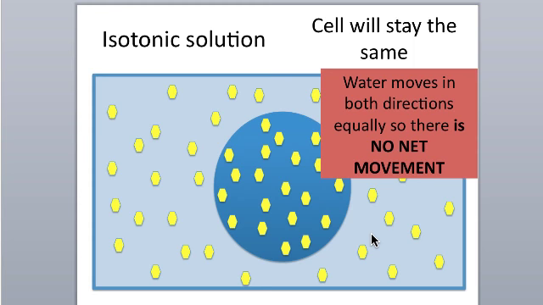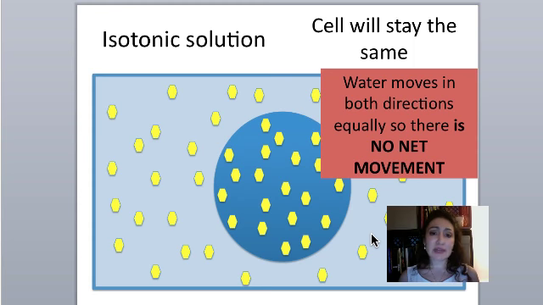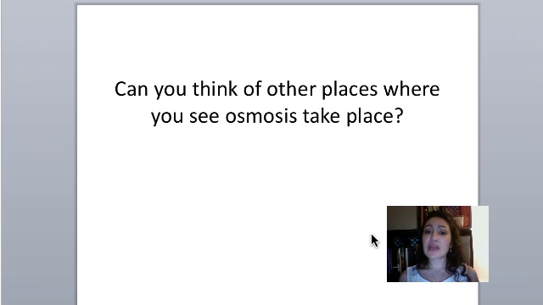So just remember that those three solutions are always in comparison to another kind of solution. And remember how the cell will react when it's placed in one of those three types of solutions. Now I will leave you with this question. Can you think of other places where you see osmosis taking place?